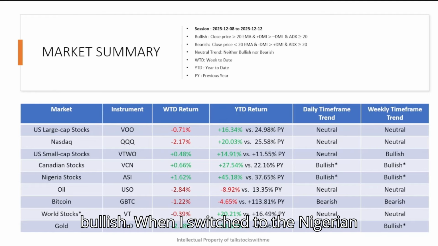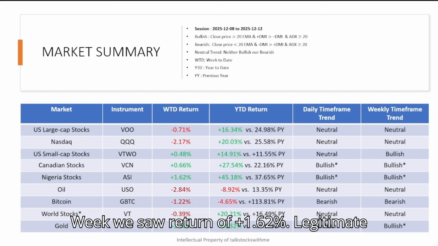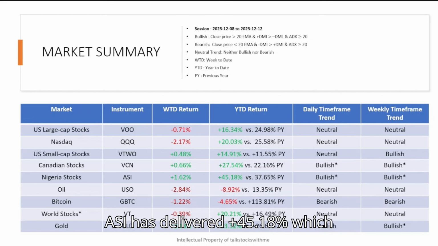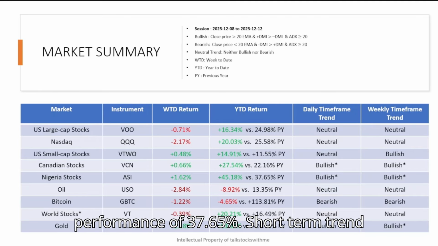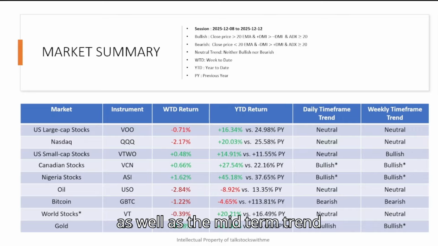When I switch to the Nigerian markets, tracked by the NGX ASI, this week we saw a return of positive 1.62%. Year to date, ASI has delivered positive 45.18%, which outperforms last year's overall performance of 37.65%. The short-term trend on the daily chart is strongly bullish, as well as the mid-term trend on the weekly chart, which is also strongly bullish.